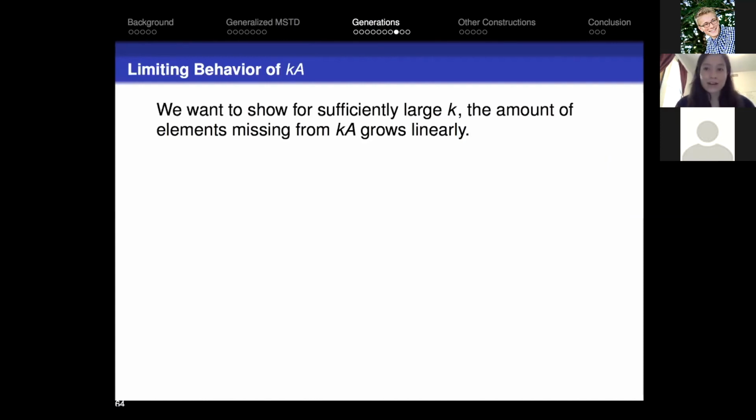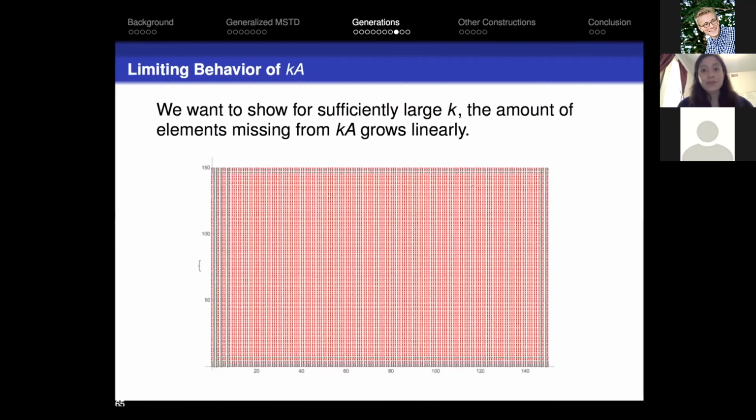So a quick outline of this proof. We do have a rigorous proof, but for this presentation, we're going to do a nice proof by picture. So for A with the characteristics that we outlined before, and for sufficiently large K, the set Ka is going to look something like what we have in this picture. So you'll note that there's a completely filled in middle, and then there's missing rows and columns along the edges. Because of these missing rows and columns, that will cause the amount of points missing from Ka to grow linearly with K.